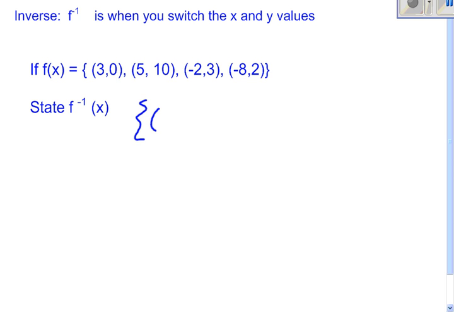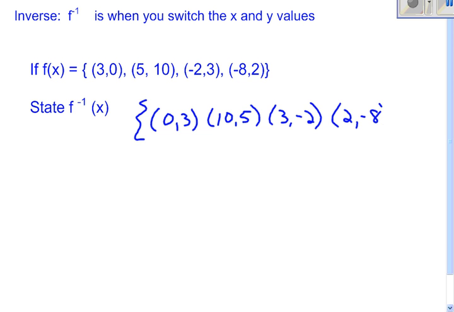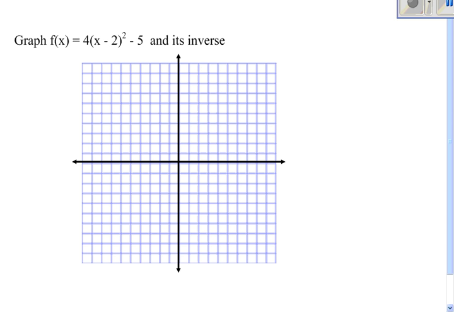So it would be the set of ordered pairs (0, 3), (10, 5), (3, -2), and (2, -8). And we know that that's a function because none of the x values repeat. So we're going to take that a step further. We're going to graph the parabola 4 times the quantity x minus 2, quantity squared, minus 5, and then we're going to graph its inverse.